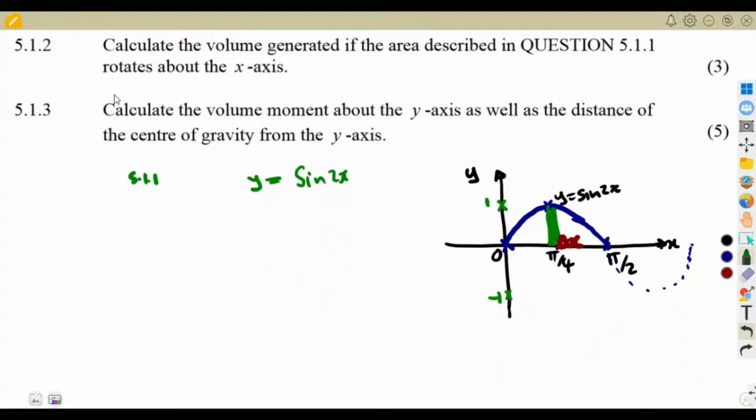All right, 5.12, sorry. I don't know what's happening with this software. Sorry for that, guys.